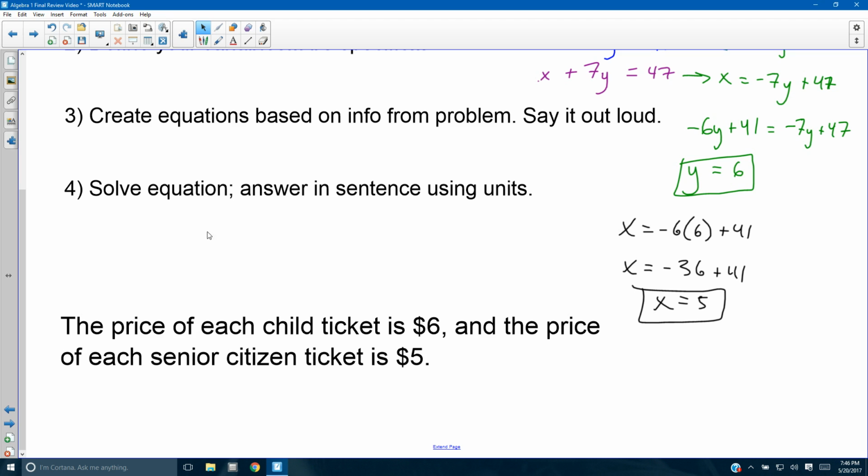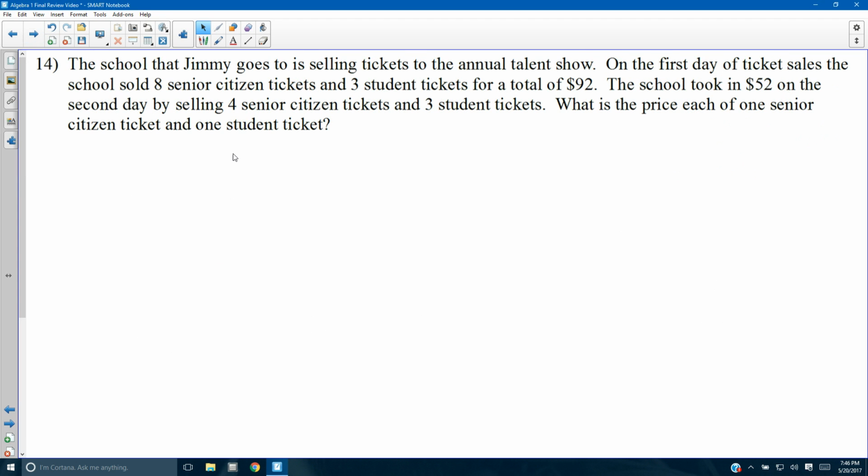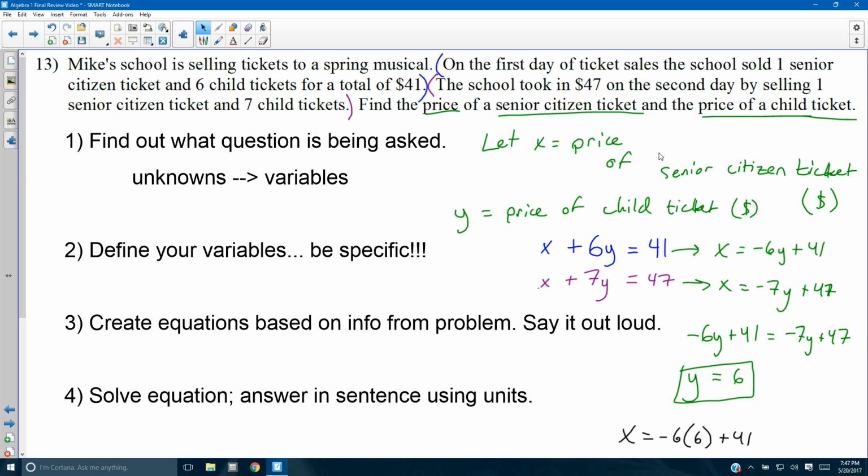We'll do another problem, I think just like this one. The school that Jimmy goes to is selling tickets to the annual talent show. On the first day of ticket sales, the school sold 8 senior citizen tickets and 3 student tickets for a total of $92. The school took in $52 on the second day by selling 4 senior citizen tickets and 3 student tickets. What is the price of 1 senior citizen ticket and 1 student ticket? Okay, so it's back to the same stuff as before, assuming we use the same variables x and y to represent senior citizen and child tickets. Oh, this is student tickets now, but that's okay.